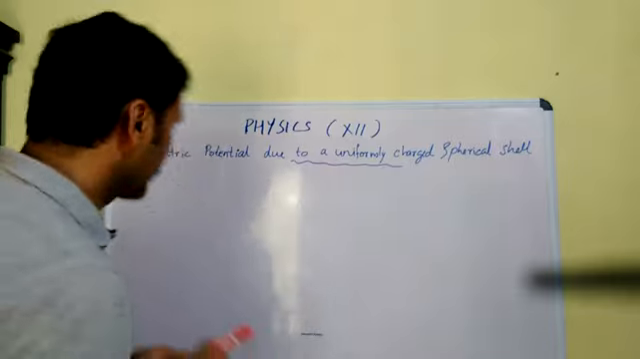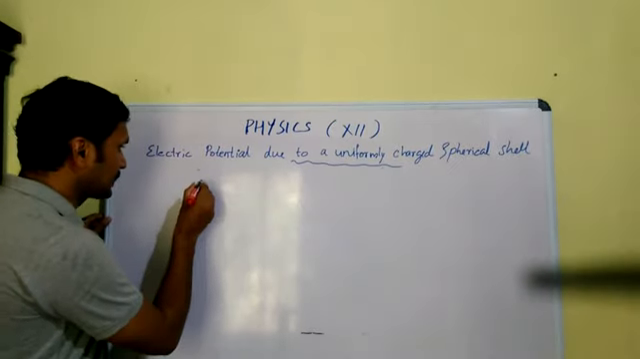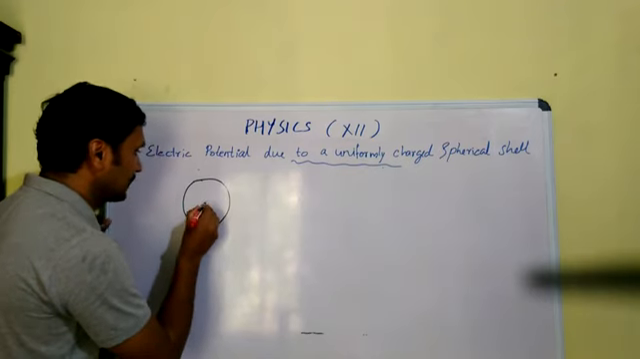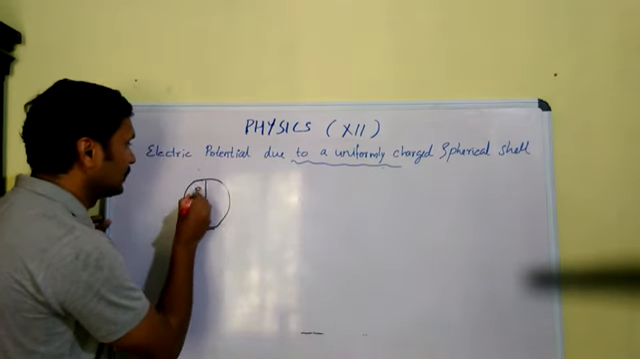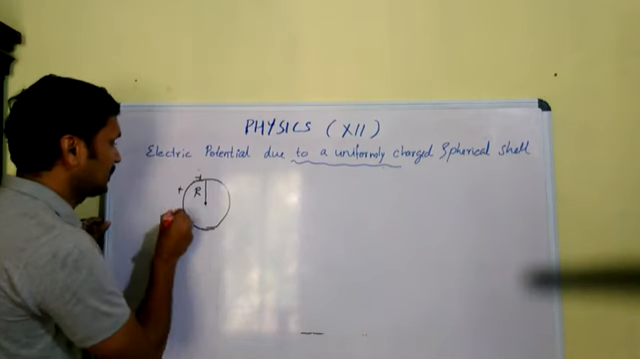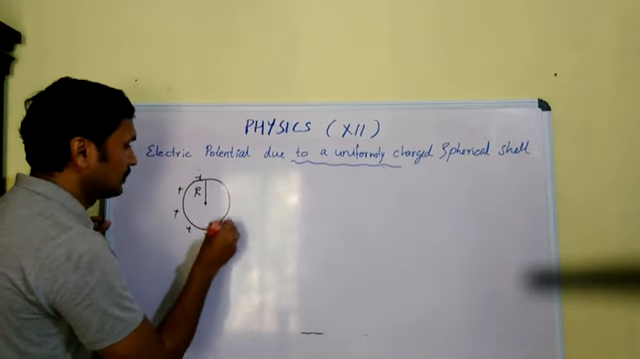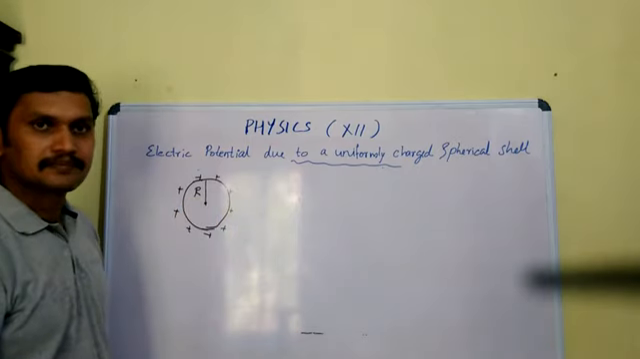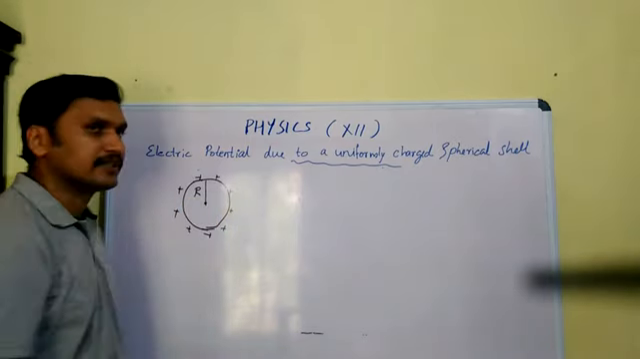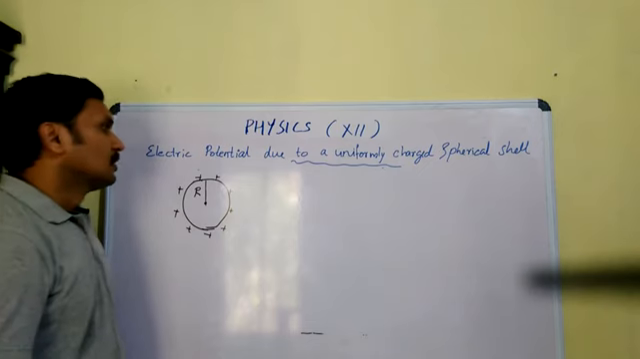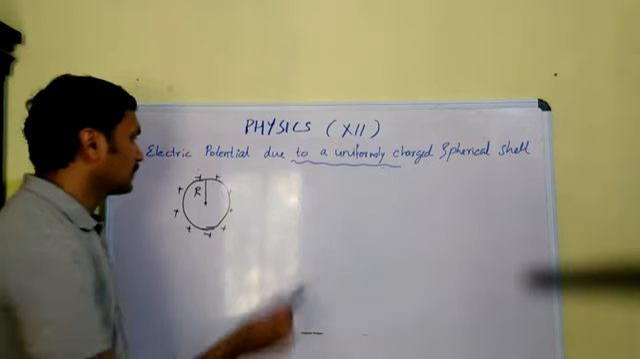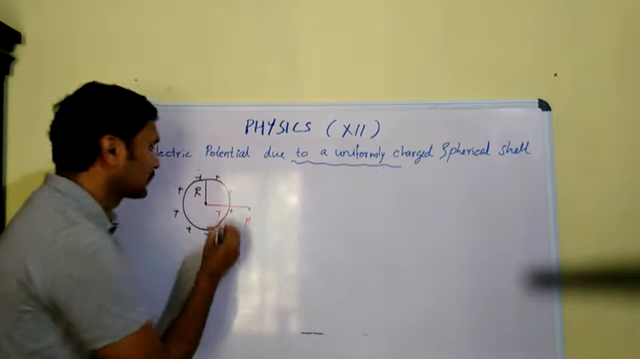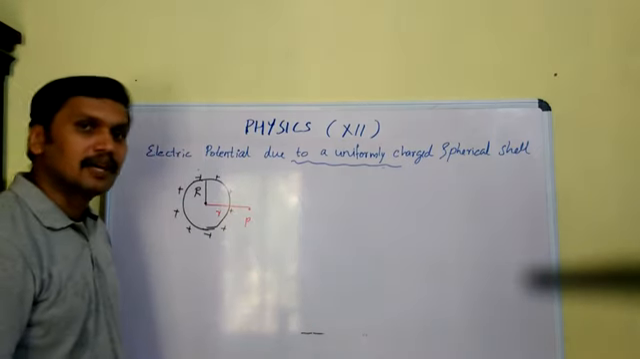Suppose we have a uniformly charged spherical shell of radius R. This is a spherical shell which is charged uniformly throughout the surface, having a surface charge density sigma. First we have to find the electric potential at a point P, which is at a distance r from the center of the shell.